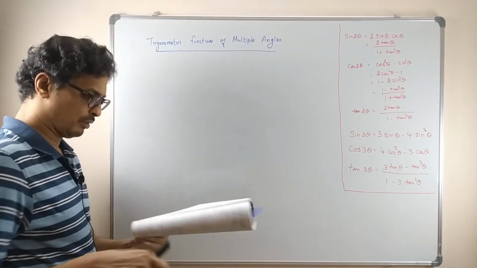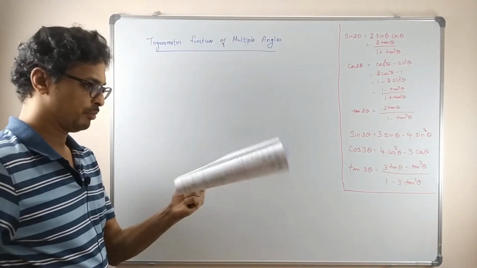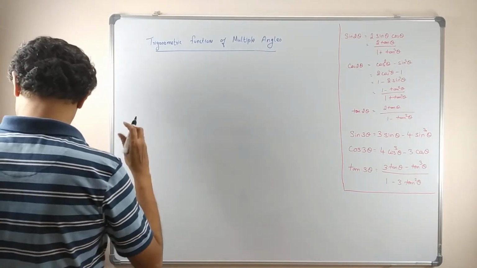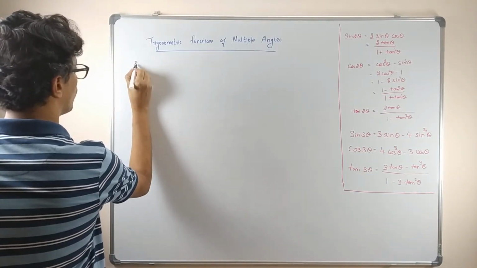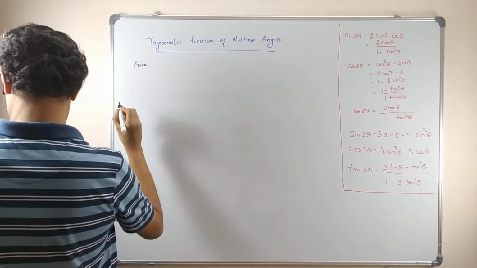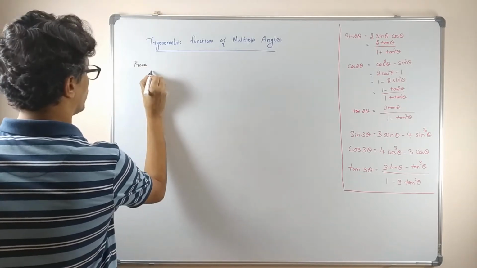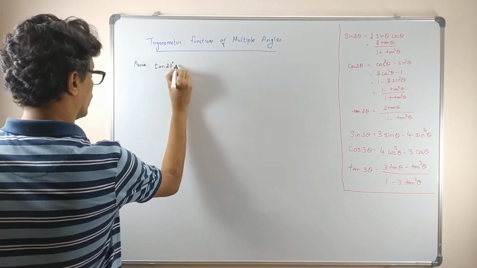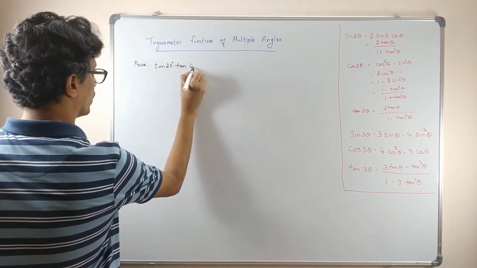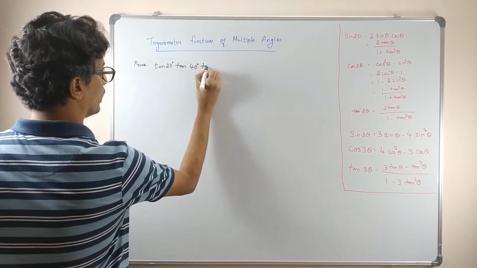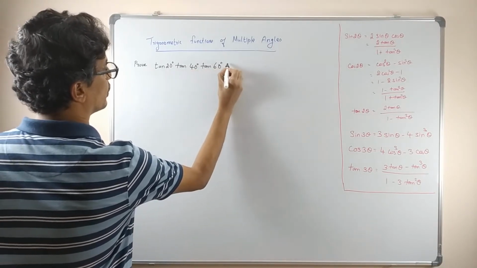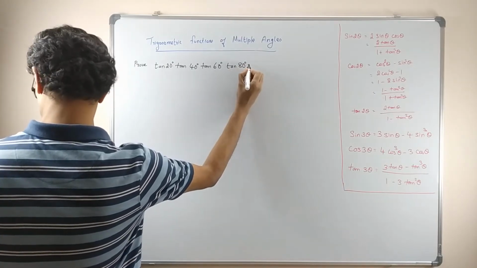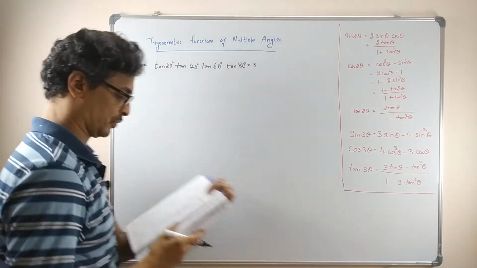Okay, we will do some problems. So let us do this problem. Prove that tan 20 degree into tan 40 degree into tan 60 degree into tan 80 degree is equal to 3. Okay.